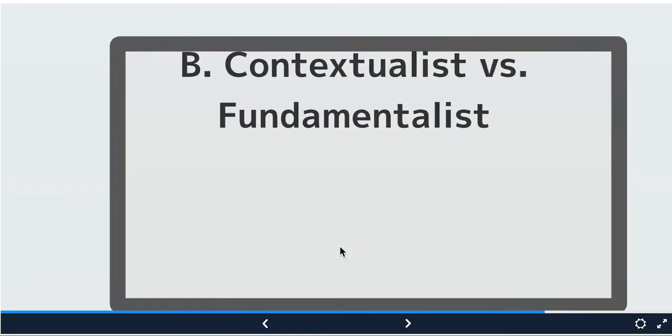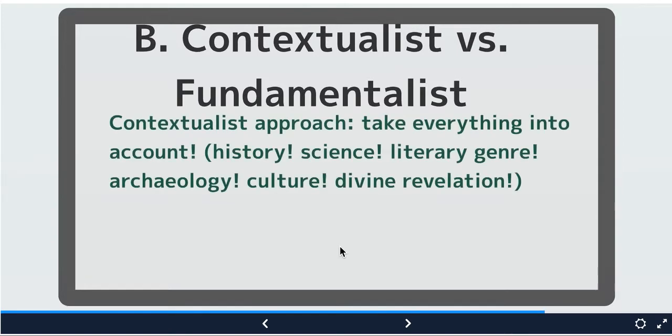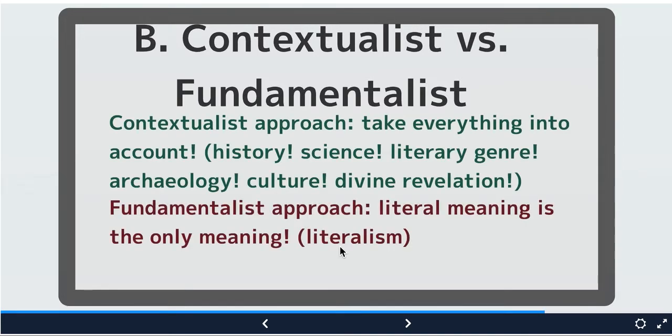All right. Letter B, contextualist versus fundamentalist. So these are the two ways to approach Scripture. One is good and one is bad. The contextualist approach says, in order to interpret Scripture, we need to take everything into account. Not just the passage in front of us, but also what do we know from history about this time period? Any science that might touch on this subject? What about the literary genre? What's the genre of this book that we're trying to interpret?